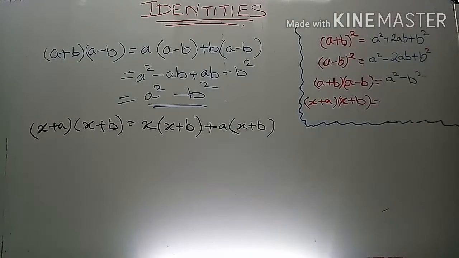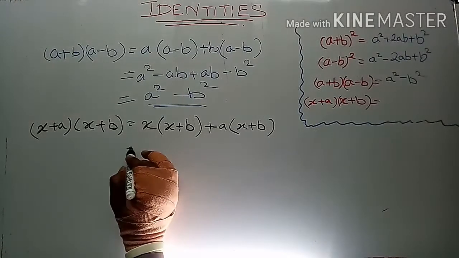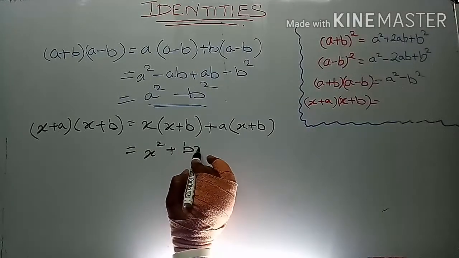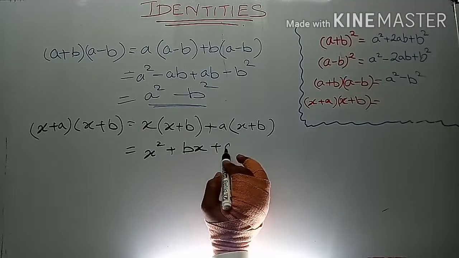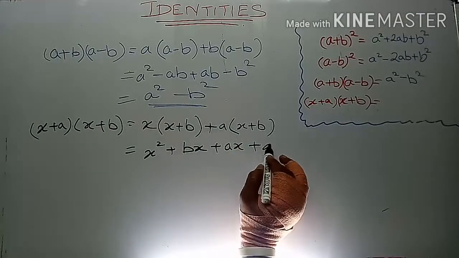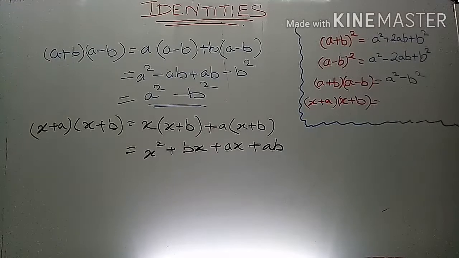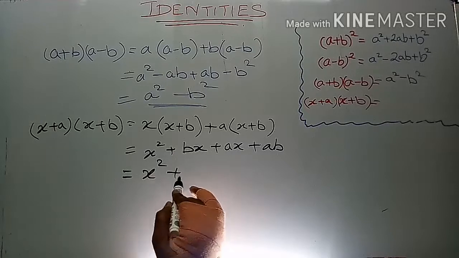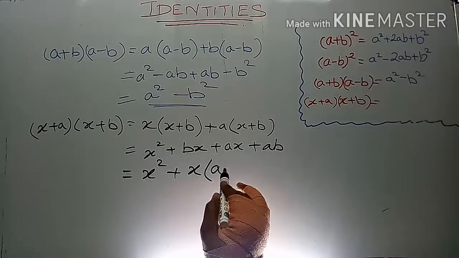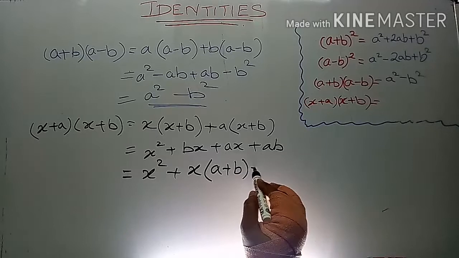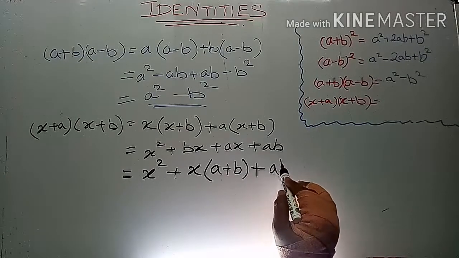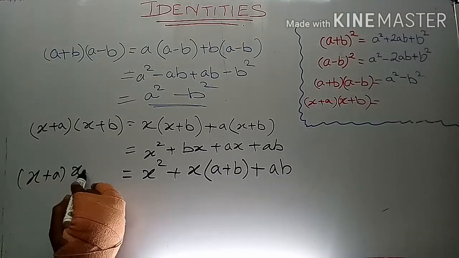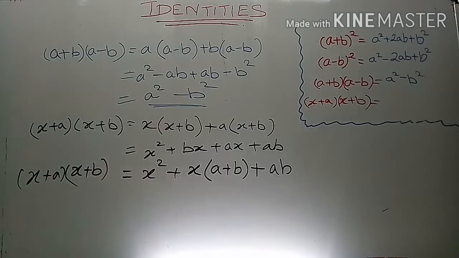You may also solve it along with me, or you may be even faster. X into x gives you x square plus bx plus ax plus ab. You have x as a common term over here, so you can still simplify it. X square plus x is common, a plus b or b plus a means one and the same thing, plus ab. So this is your identity of x plus a multiplied by x plus b.